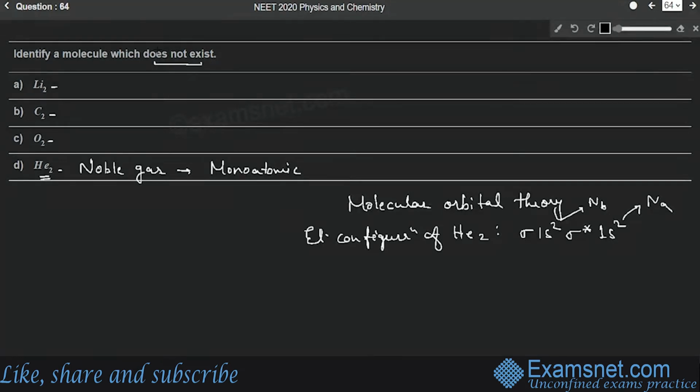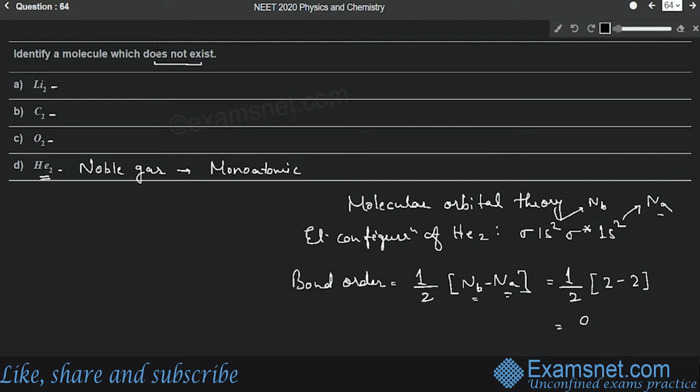Now we can find out the bond order. Bond order is given as half (Nb minus Na), that means number of electrons in the bonding molecular orbital minus number of electrons in the anti-bonding molecular orbital. So if we put the values, half into how many electrons are there in bonding molecular orbital? 2. And how many in anti-bonding? Again 2. So if we solve this, we'll get 0. And we know that if bond order is 0, then that molecule does not exist. So this is not possible for an existing molecule. So option D will be the correct answer.